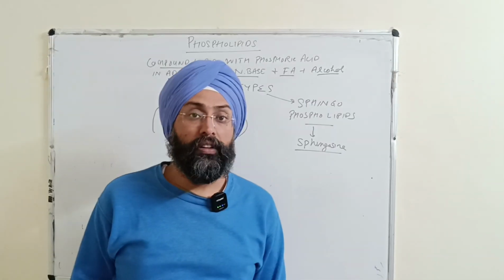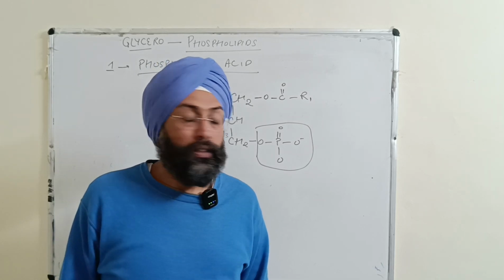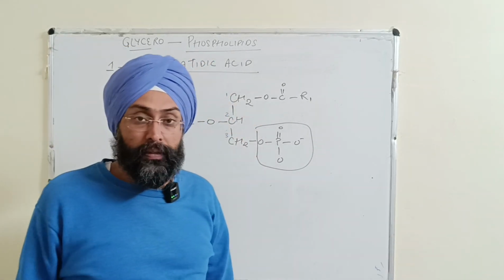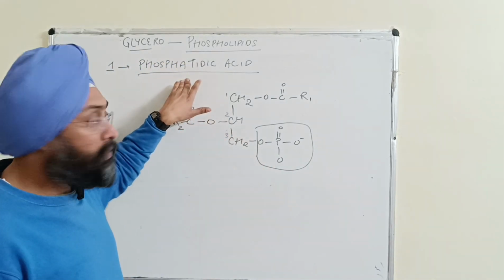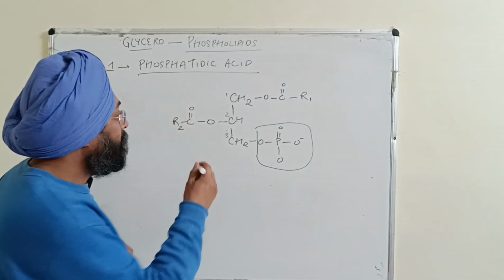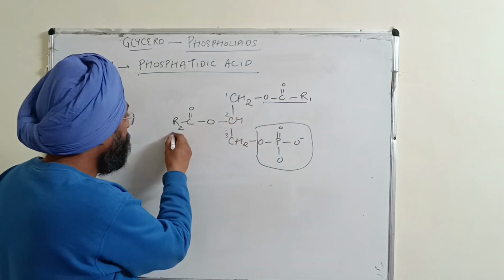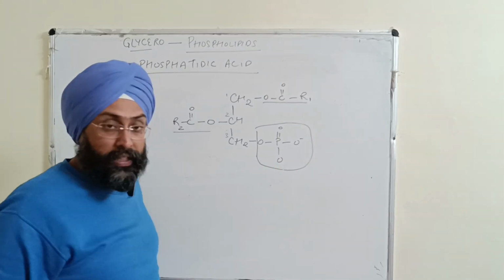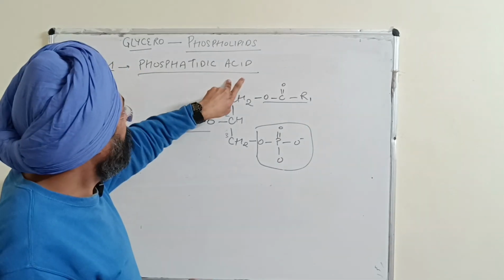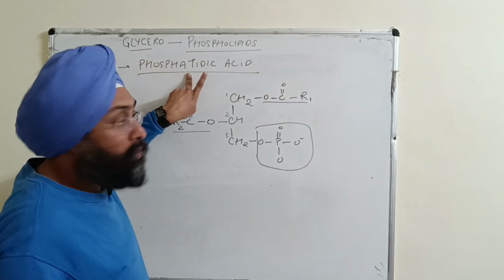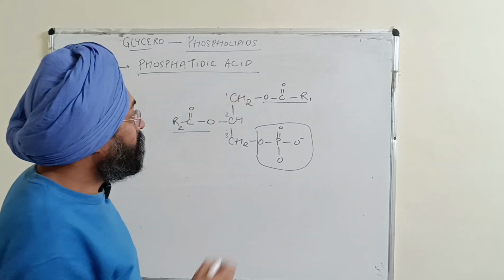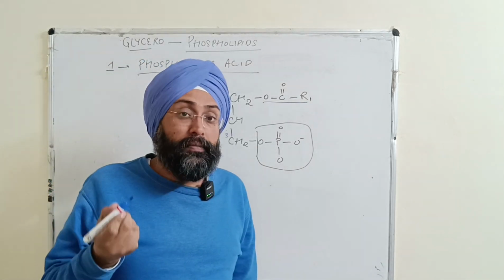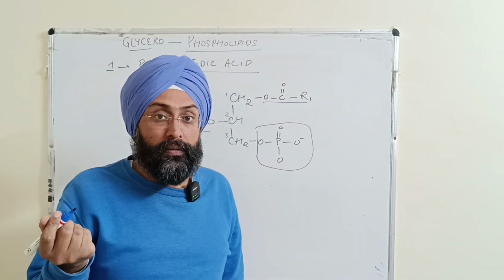First of all, I will start with phosphatidic acid. These glycerophospholipids are most abundant in biological membranes, and the first phospholipid is phosphatidic acid. It contains fatty acids at carbon 1 and carbon 2, and at the third carbon atom, it contains a phosphate group. This is the basic glycerophospholipid, and it acts as a connecting link between triglyceride and phospholipid metabolism.